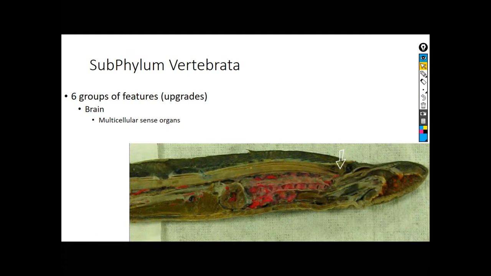So the key when we're thinking of vertebrates is we are going to have these chordate features and we're going to be upgrading. So what can we do to improve on the features that we just talked about? And that's going to be really our big theme throughout the semester. It's all about the upgrades.